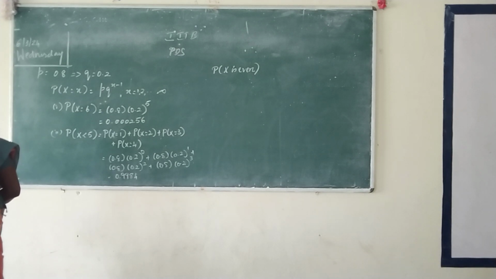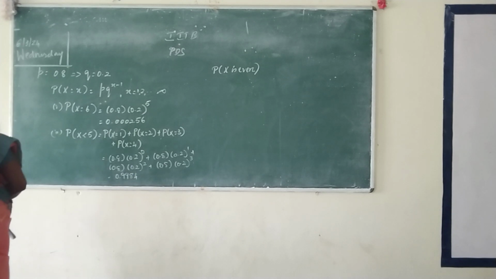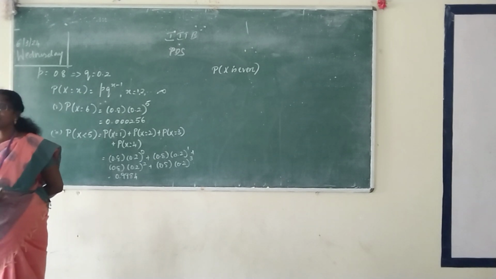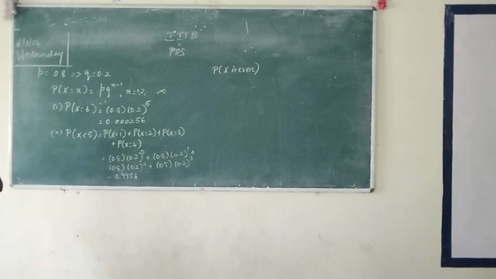The third person: tell me what is n? Number of trials, the total. Then p, the probability. What is X? The number of successes. Instead of the value, I will write it.